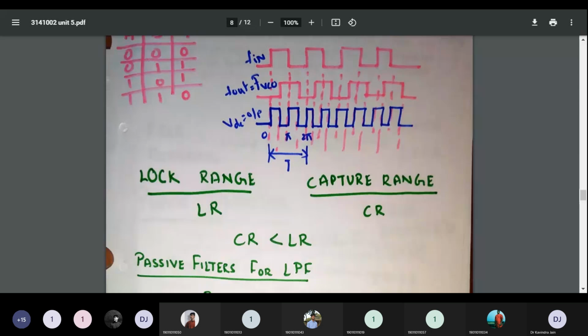The second one is the capture range. As the range of frequency in which PLL acquires phase lock. I repeat, range of frequency in which PLL acquires phase lock. CR is less than LR.